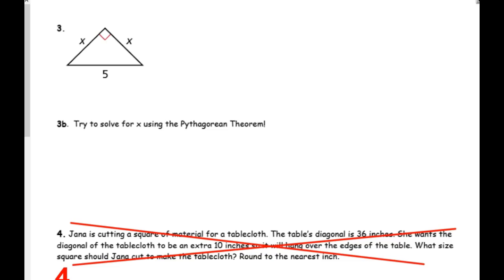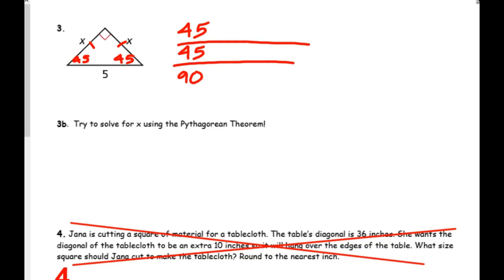Okay, what kind of triangle is this? Now I see I have x and x, so that's isosceles. If that's isosceles, what are these two angles down here? They have to be congruent, and they have to be 45. Right? Now I know it's a 45, 45, 90. So let's make our grid first: 45, 45, 90, and my rule is x, x, x square root of 2.